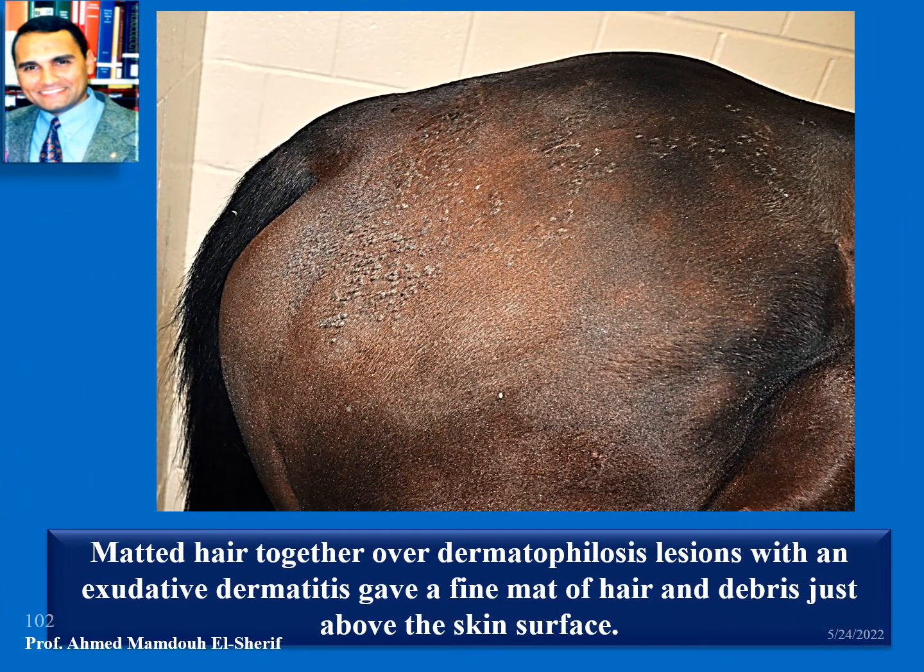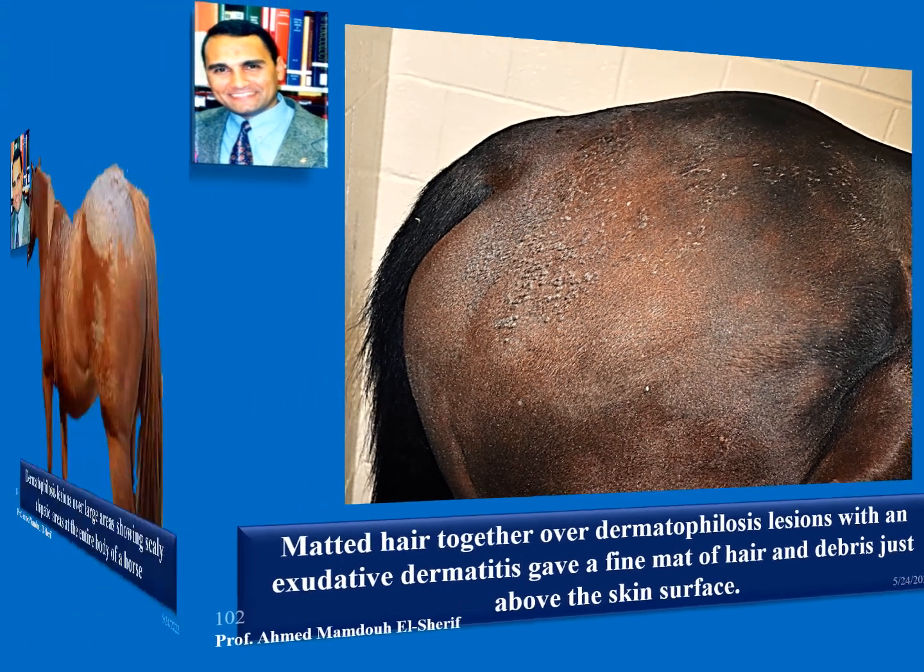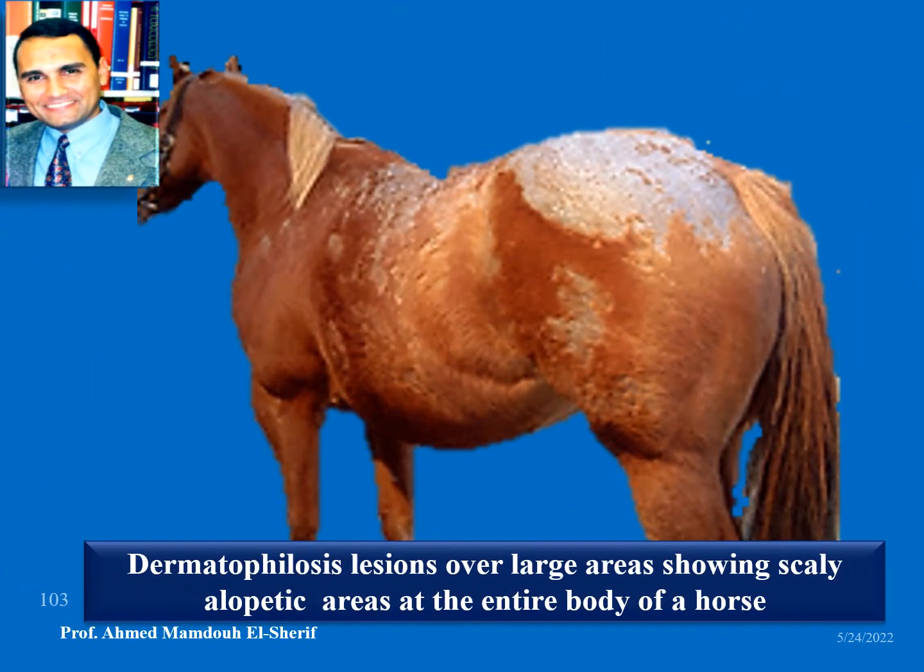Matted hair together over dermatophilosis lesions at the pelvis area of an infected horse with an exudative dermatitis gave a fine mat of hair and debris just above the skin surface. Dermatophilosis lesions over large areas showing scaly alopecic areas almost over the entire body of an infected horse.